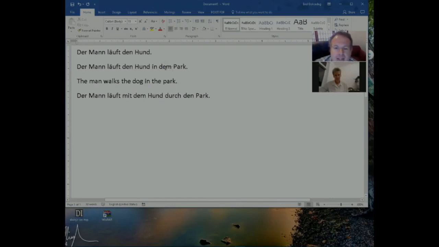Park is the indirect object because you cannot say der Mann läuft den Park. A man can't walk the park. He can walk in the park, right? But the fact that you have to use in, that you have to use a preposition to create the sentence, makes it indirect because there's no direct relationship anymore.